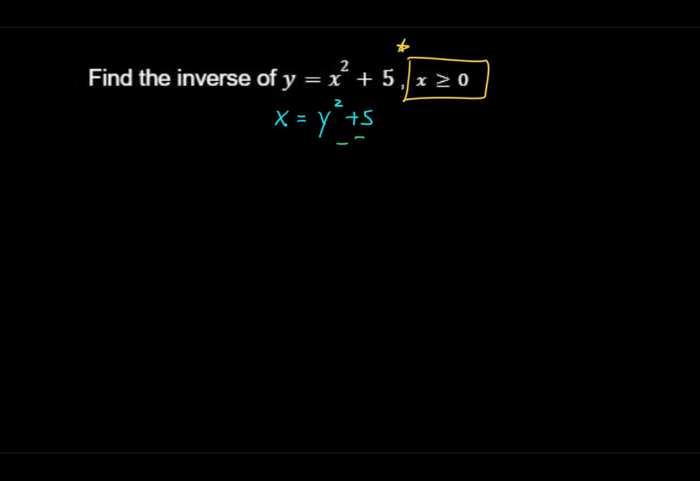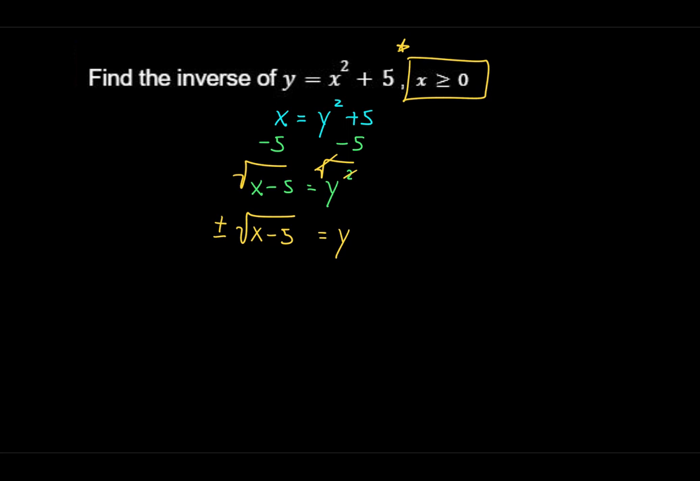So I will subtract 5 from both sides. x minus 5 is simply just x minus 5 equals y squared. Now, to get rid of the squaring, we'll look at square rooting both sides. However, when we do this, we have to consider both the positive and negative variations on the square root. So we'll have plus or minus the square root of x minus 5 equals y.